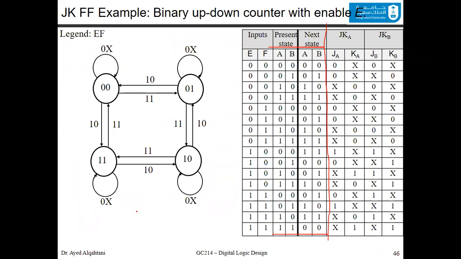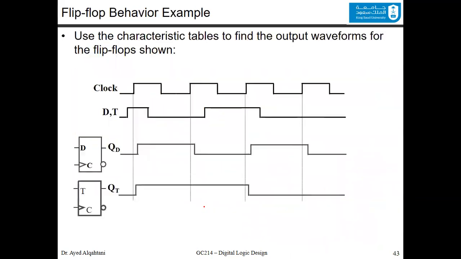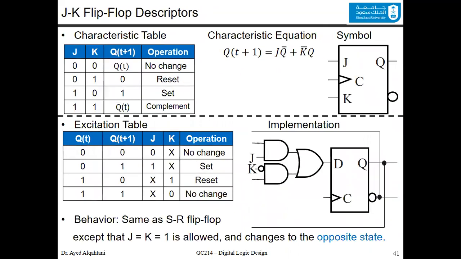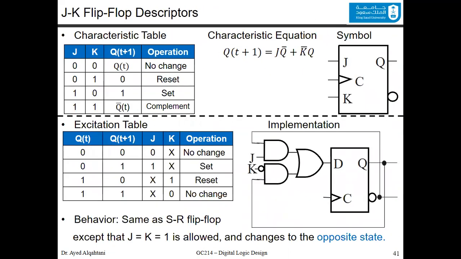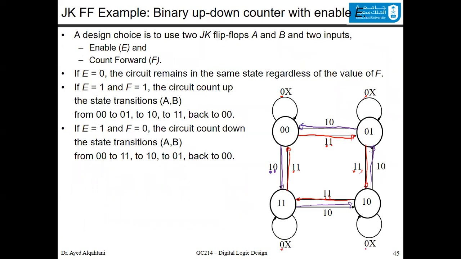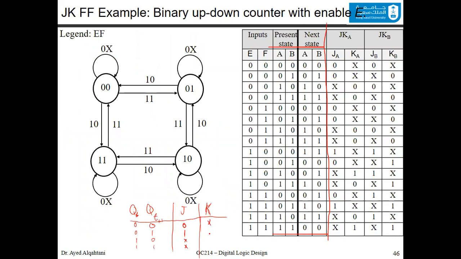So I will try to write it here. So this is, if you have Q of T and Q of T plus 1, it is 0, 1, 0, 1, 0, 0, 1, 1. Now the value of J and the value of K in the excitation table, if you forget them, you could derive them or just try to memorize them. The J is 0, 1, XX. The K is XX, 1, 0.